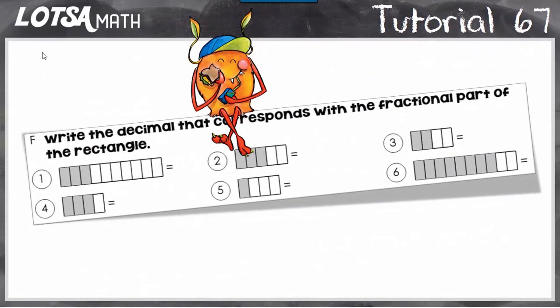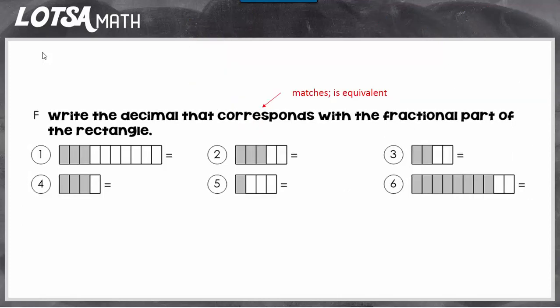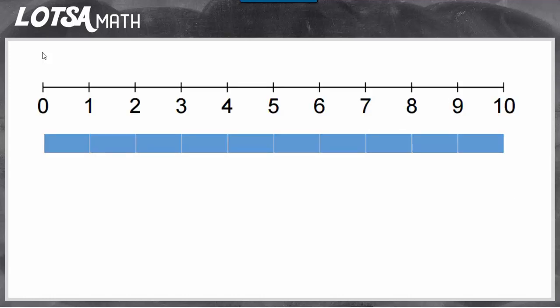For these questions, you're going to write the decimal that corresponds with the fractional part of the rectangle. And remember, corresponds just means matches or is equivalent. So let's look at this number line. It is from 0 to 10. We're going to let that represent the tenths of one whole.